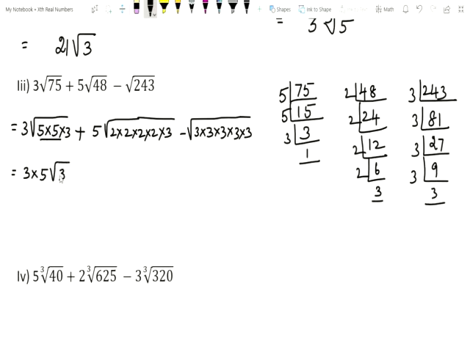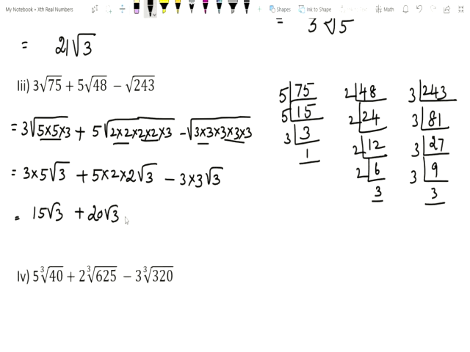What is remaining? Root 3 plus 5 into, this 2 you take 1 and this square you take 1, and remaining root 3 is there. Minus, here out of 2 3s you take 1 out. Here 2 3s are there, so take it out, remaining root 3. So 3 5s are 15 root 3, plus 5 2s are 10, 10 2s are 20 root 3, minus 3 3s are 9 root 3.